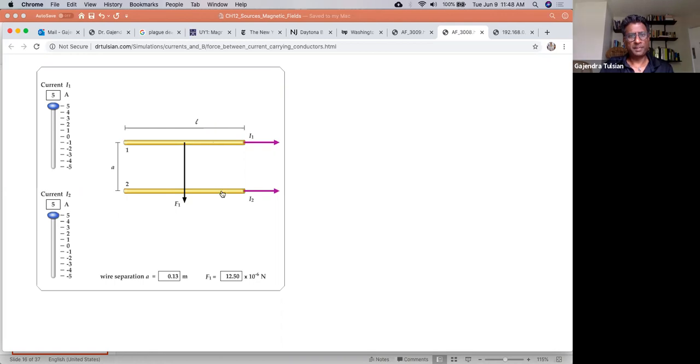Anybody? What is this one doing to that one? By Newton's third law, if this one attracts that one, that one will attract this one in return with the same magnitude. And if the currents are anti-parallel, they repel each other. So this one is repelling that one, and that one will repel this one.